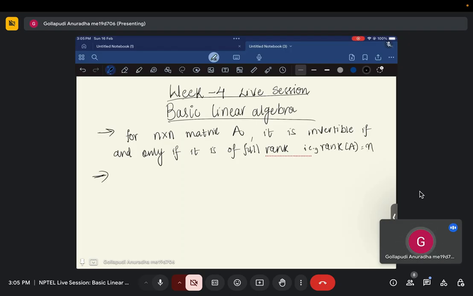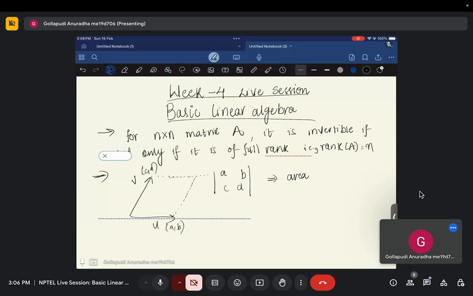Then what was discussed is, if you have a vector u with components A and B, and a vector v with components C and D, then the determinant will actually give you the area of the parallelogram formed by these two vectors. So the area will be AD minus BC.